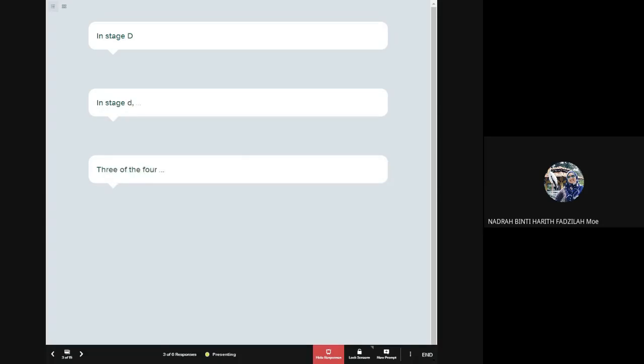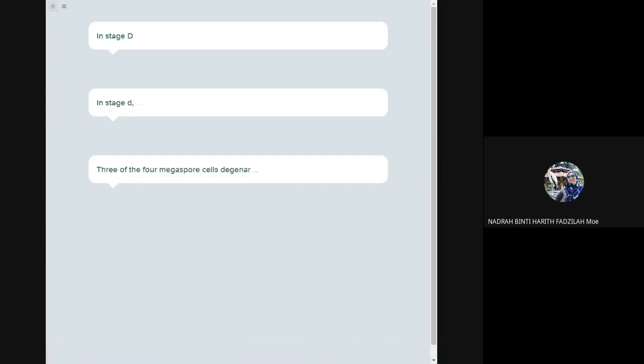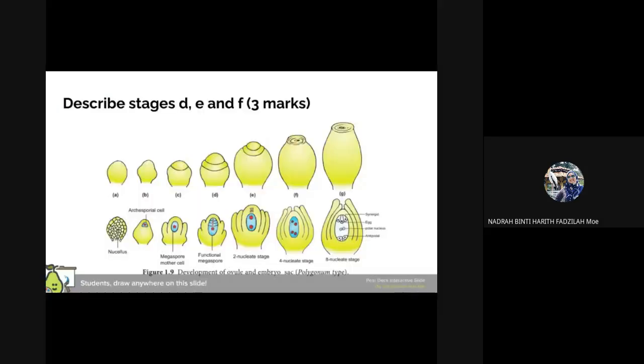Okay, cuba tengok dekat stage D, E dengan F. Cuba tengok dekat stage D tu. During stage D, apa sel yang ada dekat situ? Apakah nama sel yang ada dekat situ? Berapa bilangan dia? Dan cuba tengok sel yang ada pada stage D tu, kenapa satu je besar, 3 lagi tu kecil? Apa yang berlaku dekat 3 yang kecil tu? So that is the explanation for stage D lah. Lepas tu stage E dengan stage F tu, cuba tengok dot merah tu daripada 2 dot jadi 4 dot. So what is the process there?